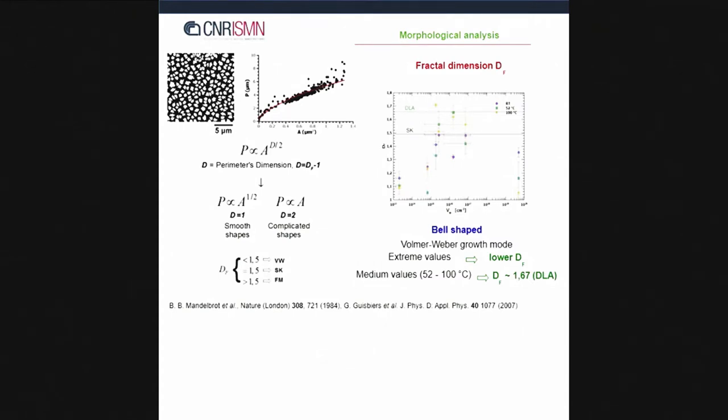If you correlate the fractal dimension to the growth of the material, a fractal dimension lower than 1.5 gives a Volmer-Weber growth, so a 3D growth. Instead, a fractal dimension larger than 1.5 gives a Frank-van der Merwe, layer-by-layer growth mode. We clearly have a bell shape, and for extreme values of doping concentration we have the lowest fractal dimension. Instead, as I said, in the range where the surface energy increases a lot, we have a really sharp change of the fractal dimension towards diffusion limited aggregation.